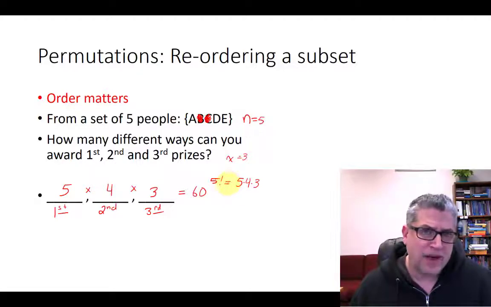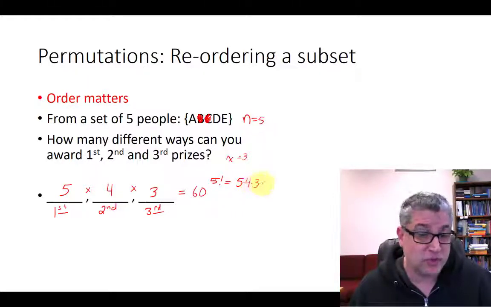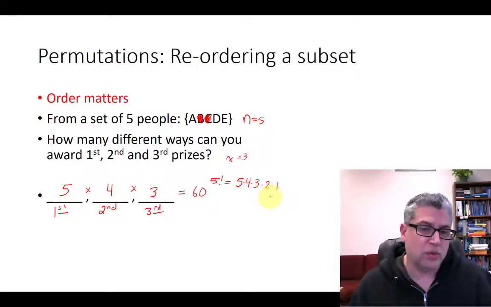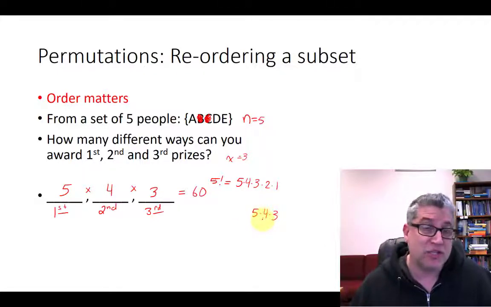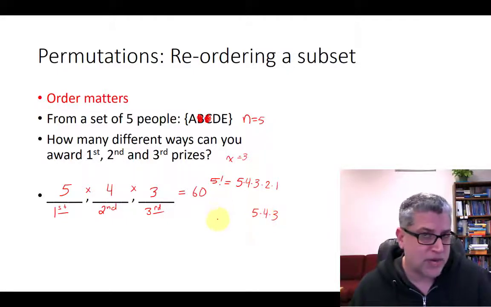But it's not quite 5 factorial, because it's 5 times 4 times 3, and 5 factorial would have the 2 and the 1. So how can we express 5 times 4 times 3 while taking advantage of this factorial type notation? So try this on.